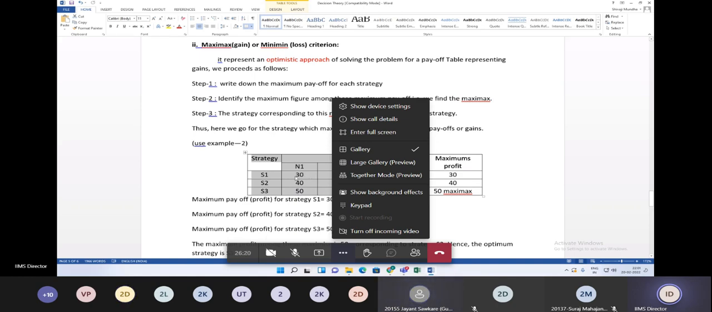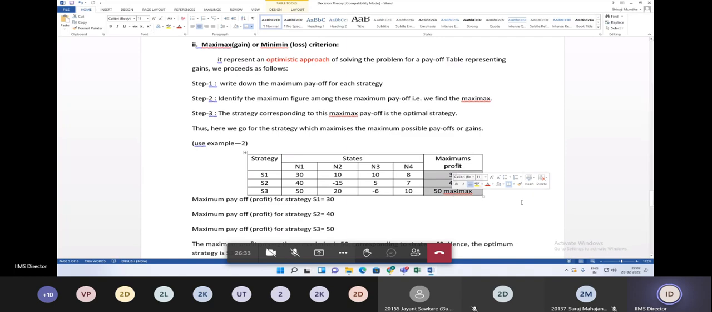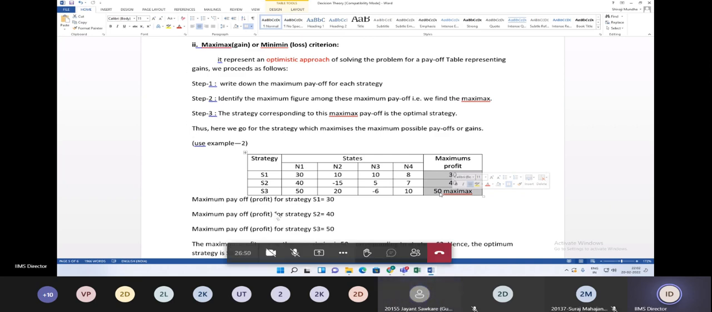We have selected the maximum from each strategy, and now out of these maximums, we have to select the maximax. It is called a max of max, maximax. So what is the maximum? 50 is the maximum. It means that 50 is the max profit and belongs to the S3 strategy. So the strategy 3 decision is to be adopted.